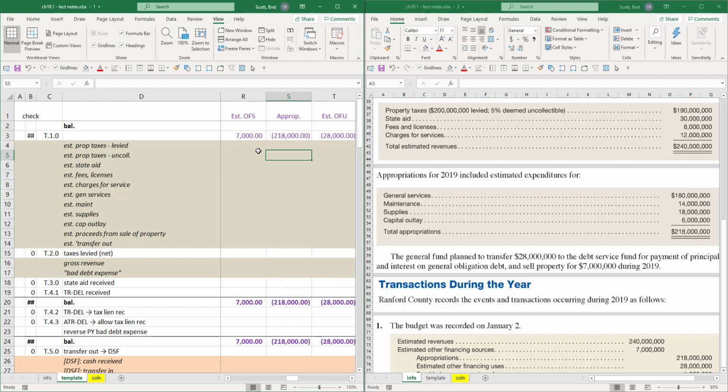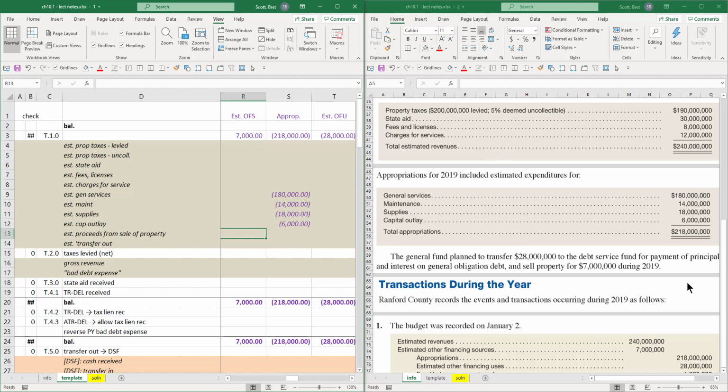Over in the appropriations, we have general services that we're going to pay for. 80. We got 14 for maintenance, 18 for supplies. We're just going to expense supplies. We're not going to capitalize them. And we expect to spend 6 million for new equipment. Going to expense those as well.